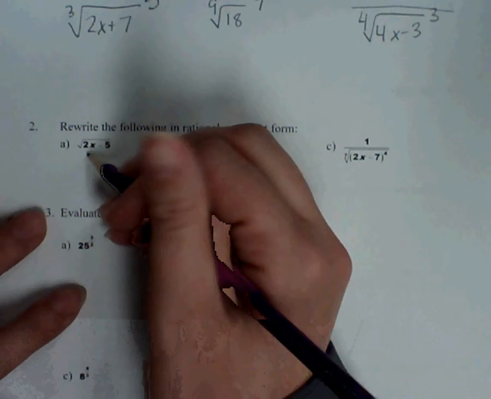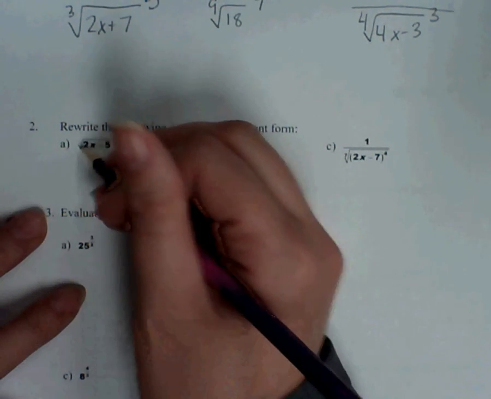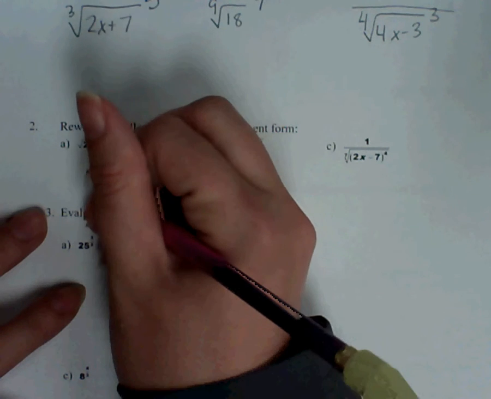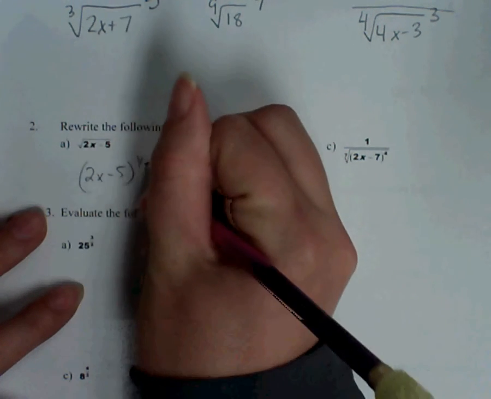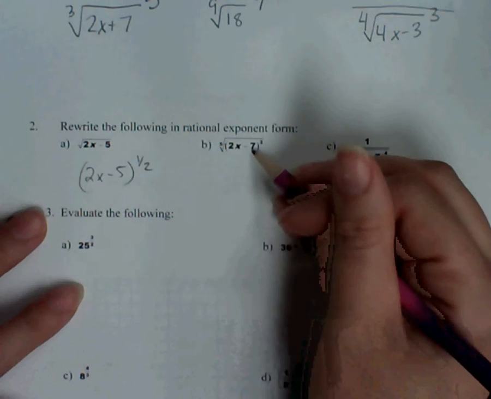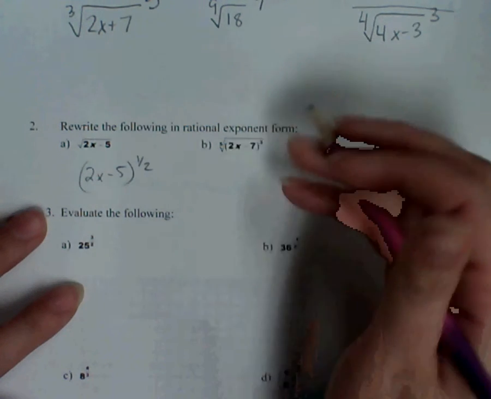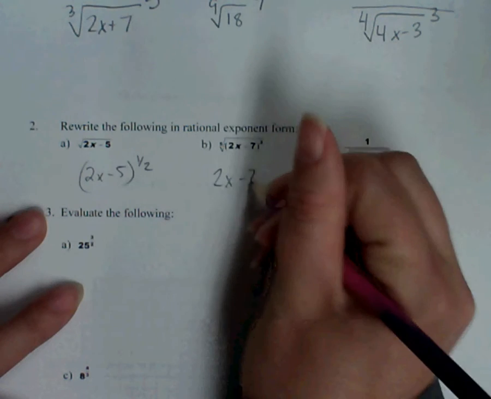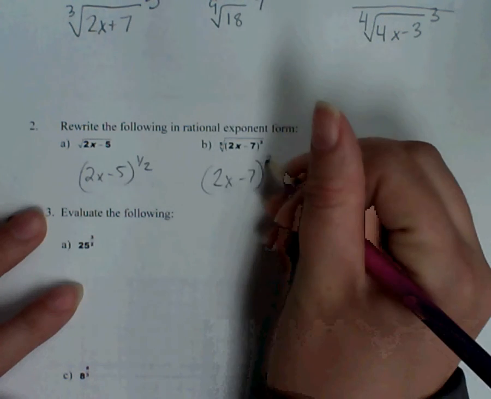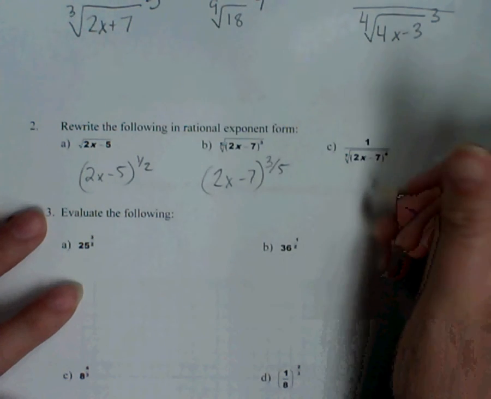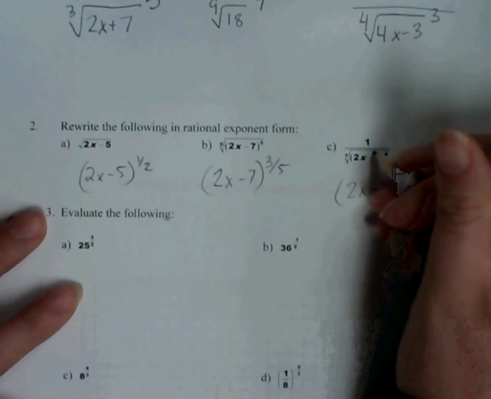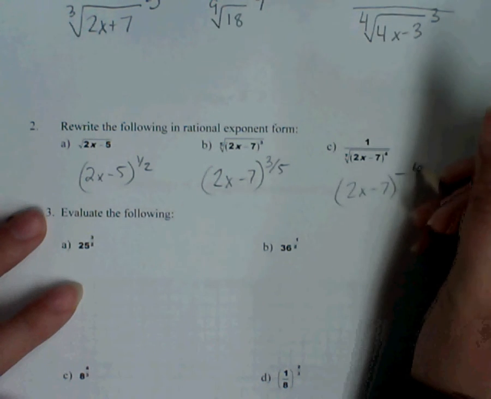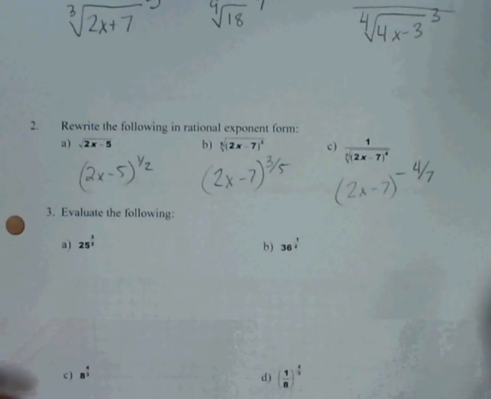Rewrite the following in rational exponent form. So 2x minus 5, and the square root is the same as the 1/2 power. 2x minus 7 to the 3/5. 3 is our power, 5 is our root, and 2x minus 7 to the negative, because it's in the denominator, 4 over 7.